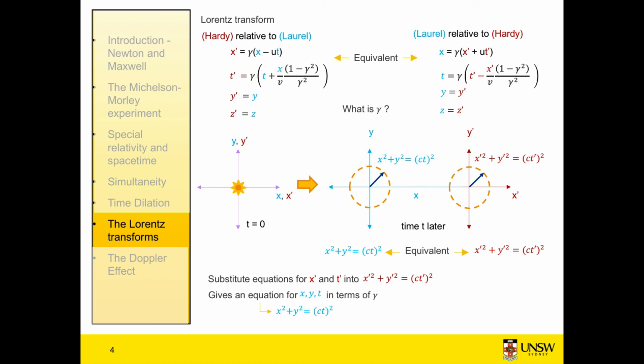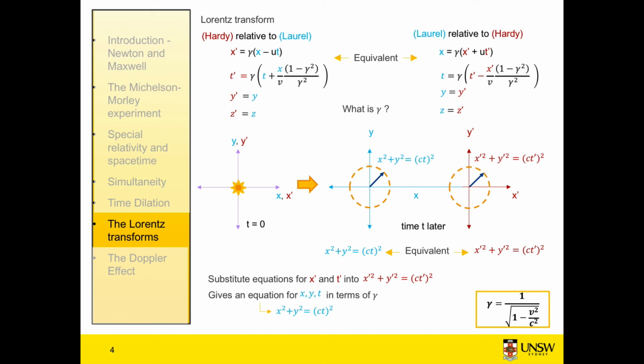And when we go through the maths, which I won't go through here, we find that gamma is equal to 1 divided by the square root of 1 minus v squared on c squared, where v is the relative velocity of reference frame x dash y dash. And so now we have an expression for gamma.